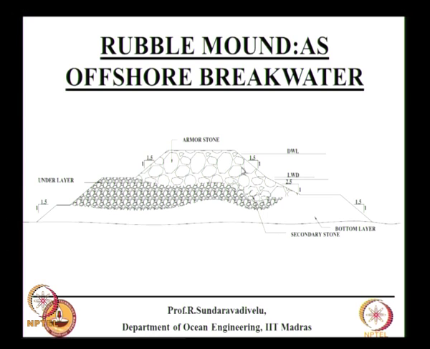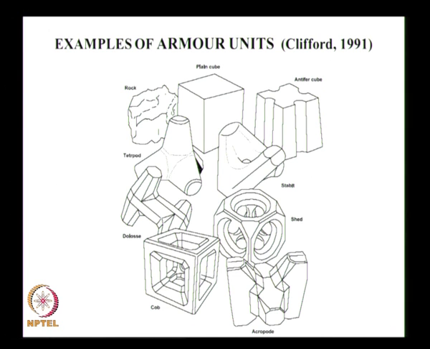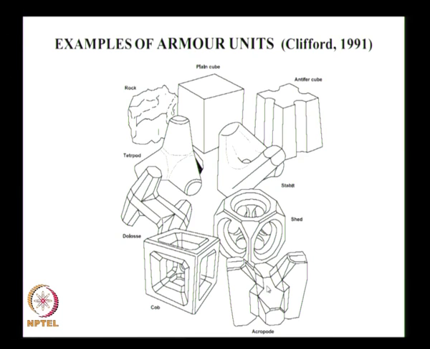This is offshore breakwater. Offshore breakwater means the top level is very close to the design water level. These are the various armor units: this is called a tetrapod, the plain cube, this natural rock, and this is called an acropod. Acropod is the same as this, but slightly different in shape. So these are the different examples.